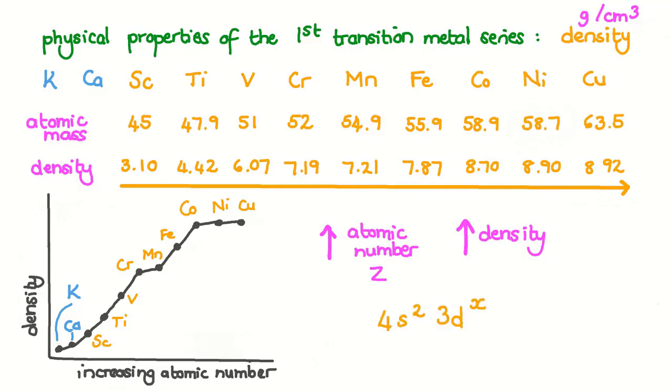We know that the outer electronic configuration of these transition elements is 4s² 3dˣ, where x is a value of 1 to a value of 9, depending on the element. Potassium and calcium only have the 4s electrons available for metallic bonding, but the first transition series has both the 4s electrons as well as the 3d electrons available for metallic bonding, and the strength of the metallic bonds influences the density.